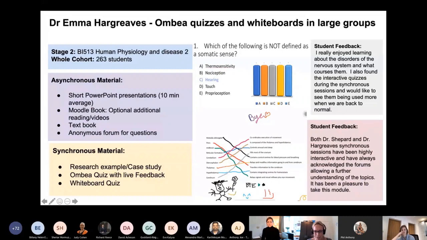And then the other thing I've been having a lot of fun with lately is the whiteboard. I was really worried how this would work. We have 263 students on here, and I tend to have between 150 to 200 students join me synchronously. I was worried that this might just turn into chaos. But I share my whiteboard, and actually it's worked so well.